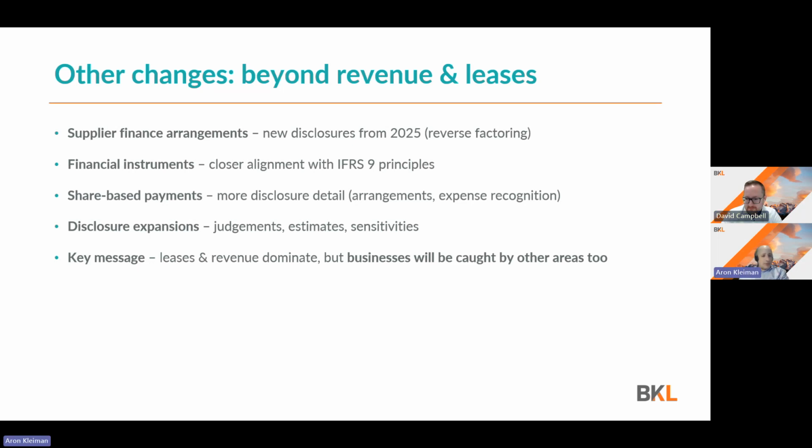I was going to say, on early adoption, you can't cherry-pick which bits to early adopt. If you did want to apply it sooner, you have to apply all of these changes, and leases and revenue. So, what else is in there? Yeah, exactly. So more disclosures on financial instruments and share-based payments.